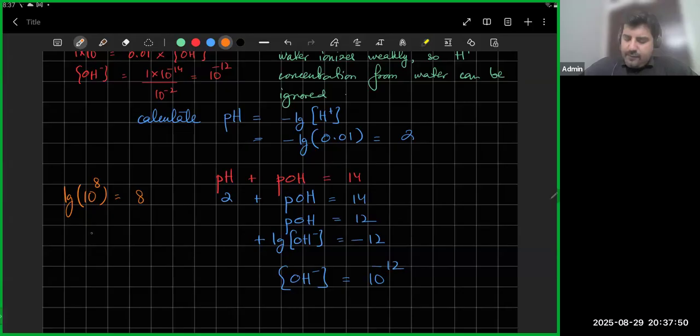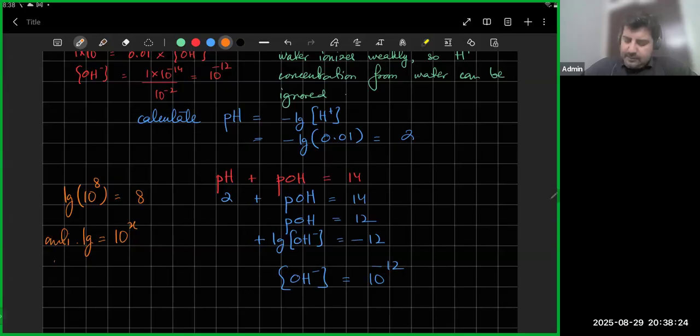Now, if you want to take the inverse log, in the calculator the inverse log is 10 power x. Inverse log is actually 10 power x. So if you want to take the anti-log, it is also called inverse log. In the calculator, anti-log is 10 power x. Here it is 10 power 8, okay?